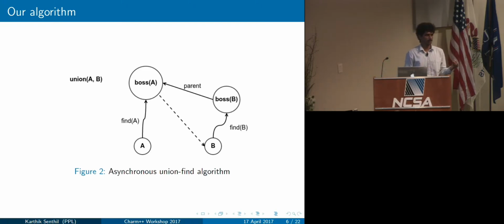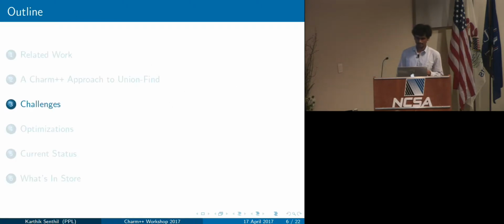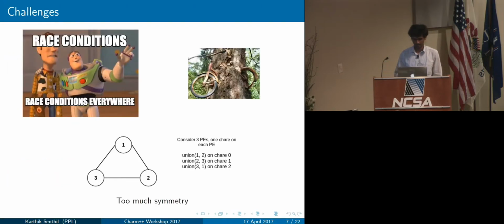We use a very simple policy stating that boss 2 always points to boss 1 irrespective of any condition. Of course, this policy can always be changed as long as we collect enough information during our find operation. So what were the challenges that we faced while implementing this design of our algorithm?